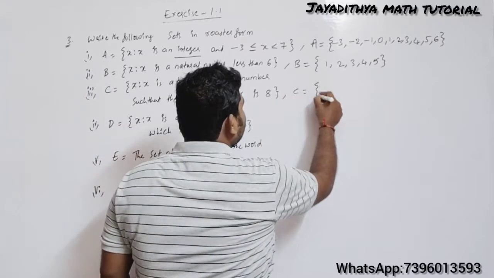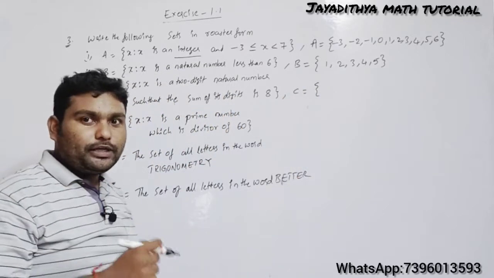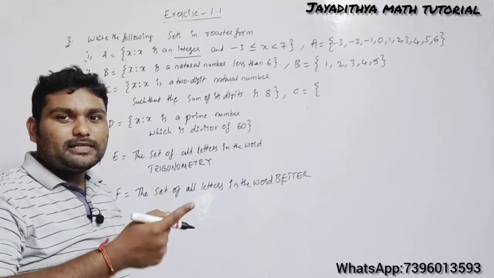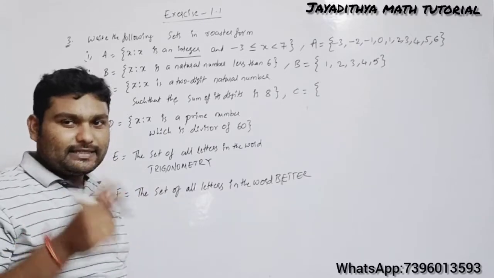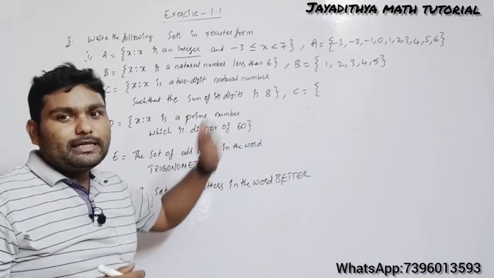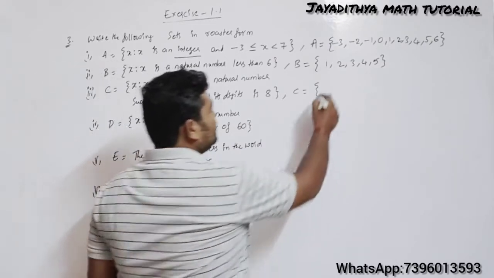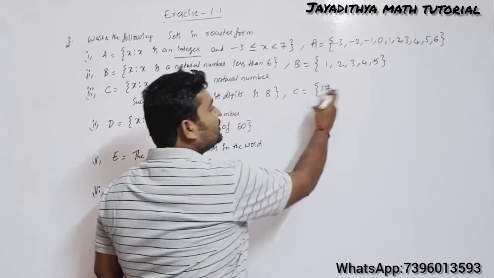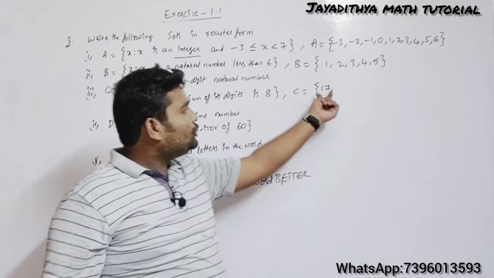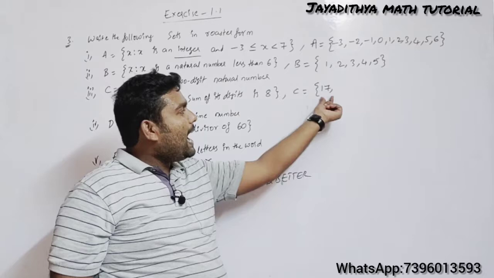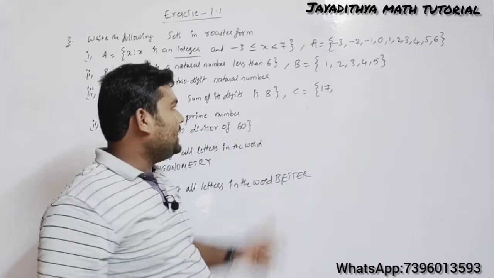See here, you should mention only 2-digit numbers. You should not take 08, because 0 plus 8 is 8 but that is a single digit number. You can start from 17. 17 means 1 plus 7 is 8. So you can have 17 here. Why? Because 1 plus 7 is 8. So this is a 2-digit natural number, and if you add the digits, your answer is 8, right?